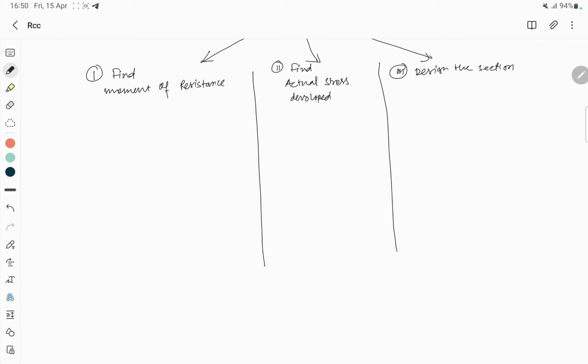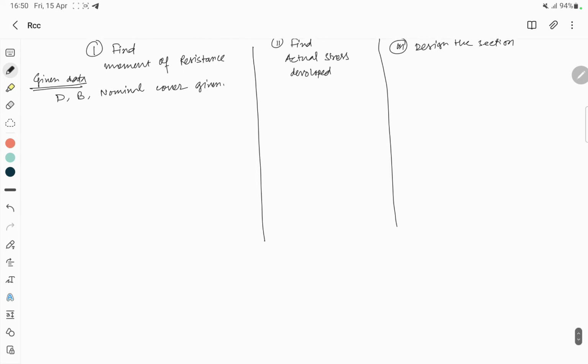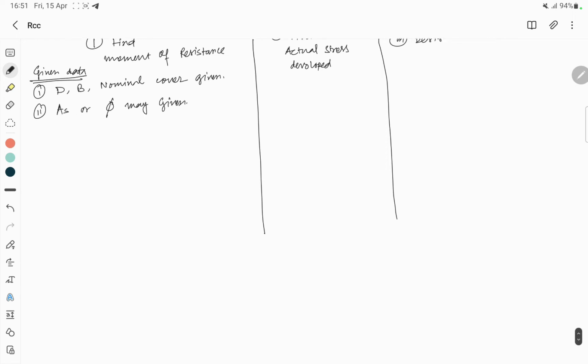So in the first problem, generally in the question, the given data is: number one, dimensions, that means D, B, and nominal cover given. Number 2, area of steel or diameter of bar may be given. Number 3, grade of steel and grade of concrete also given.